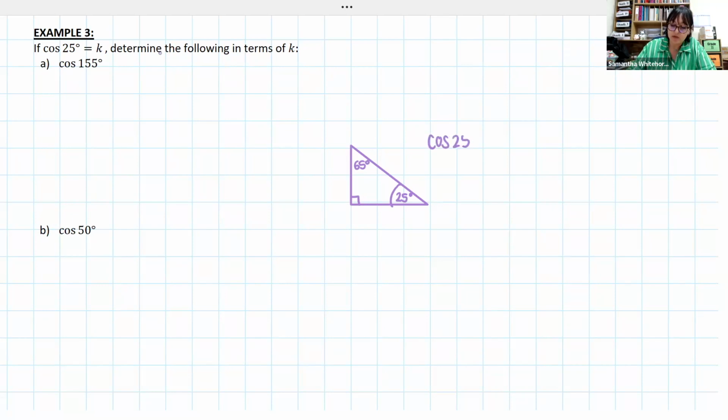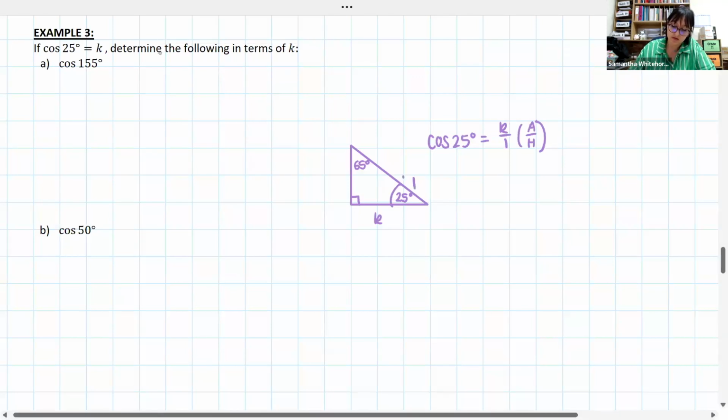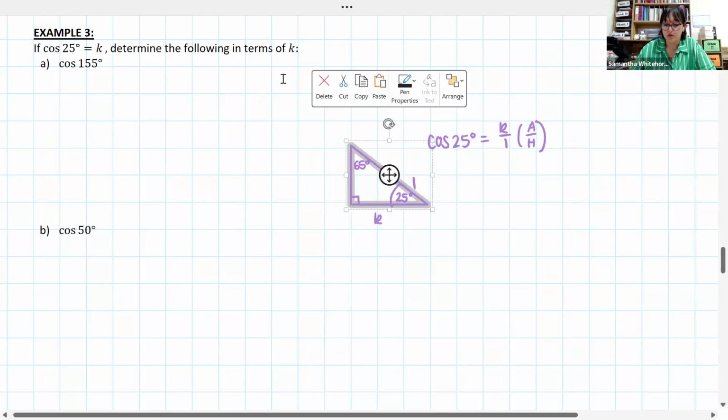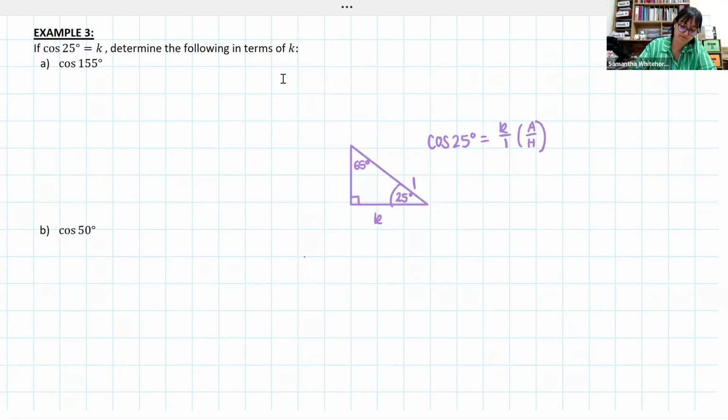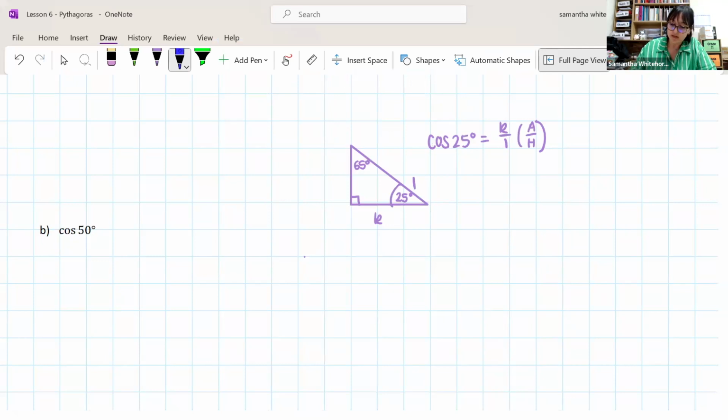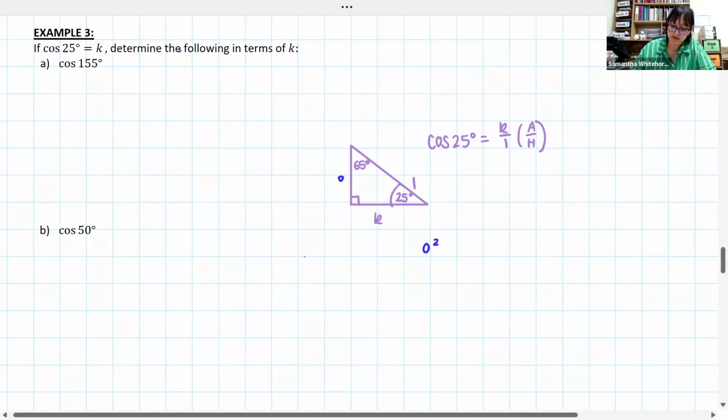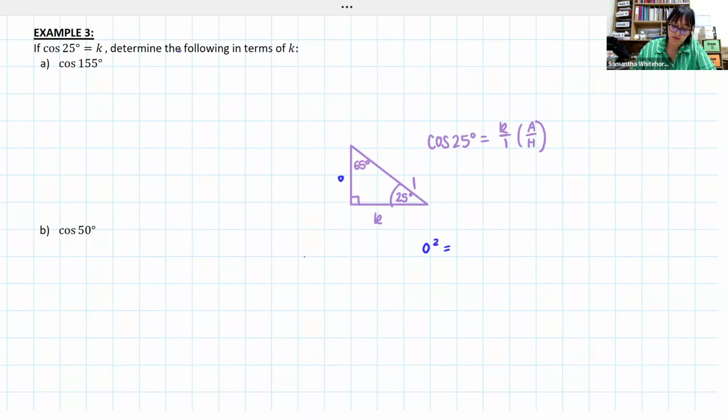We were told that cos 25 is equal to k. Now remember, that can technically be written as k/1. That's your adjacent over hypotenuse, because it's cos. So this would be your k for the adjacent and 1 for your hypotenuse. What that does mean is that you are able to work out your opposite side. Again, using Pythagoras, the opposite squared would be hypotenuse squared, so 1 squared minus k squared.